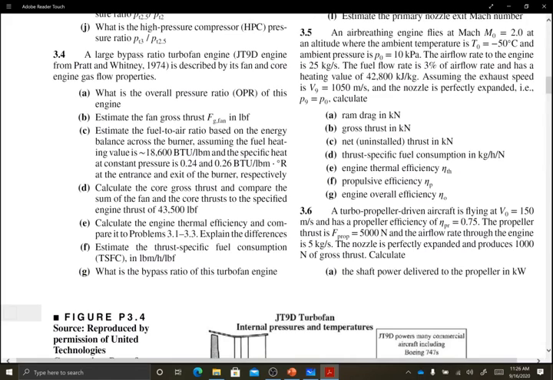You don't need to solve the problem, just tell me which equations to use, right? The first part is asking us what is the overall pressure ratio of this engine. So what do you think we should do? And whoever makes the most contribution will get a bonus point.